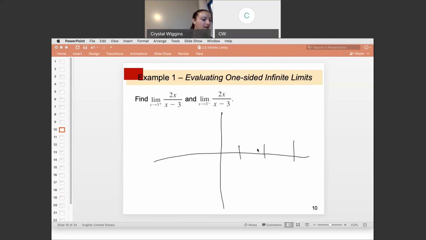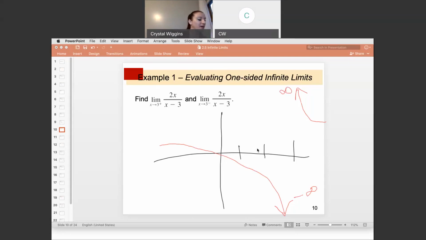And the function as we approach 3 from the right is up here. Ooh, that's a little far over. Let's try that again. So if we approach 3 from the left side, we see that we're approaching negative infinity. And if we're approaching positive 3 from the right side, we're approaching positive infinity.